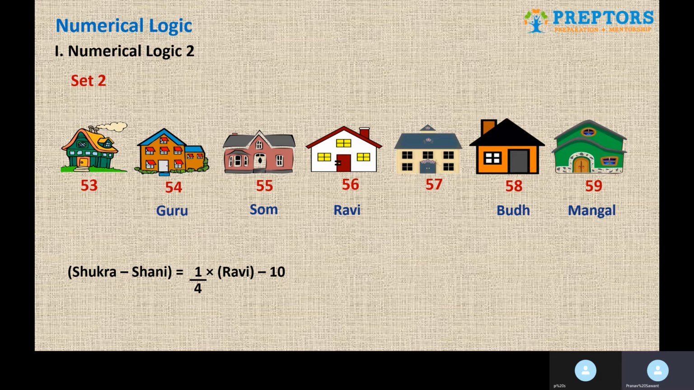Why? Just check the statement once again. Shukra and Shani's difference in that order means Shukra minus Shani. When I say Shukra minus Shani, the value of Shukra has to be greater than the value of Shani. So what can be the possible value of Shukra? 57 is the only possible value. Hence 57 is for Shukra and 53 is for Shani. Hence we are done with the set.